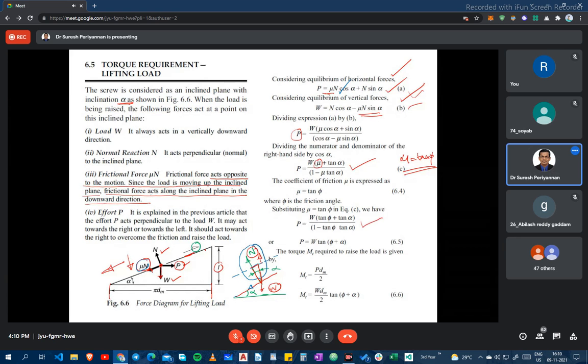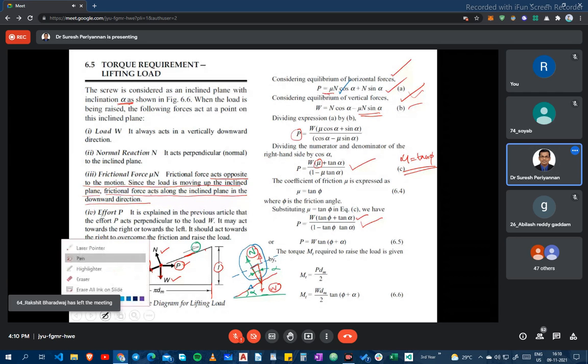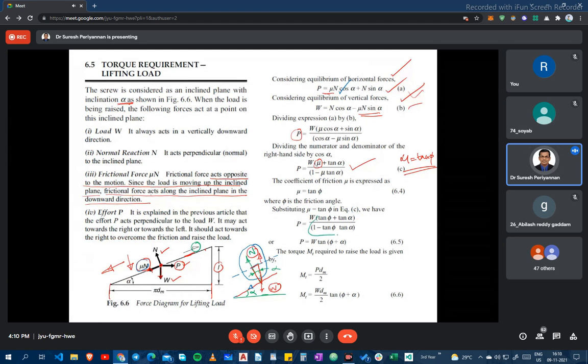After substituting mu equal to tan phi, we get P equal to W times tan phi plus tan alpha divided by 1 minus tan alpha tan phi. This is nothing but tan of alpha plus phi.